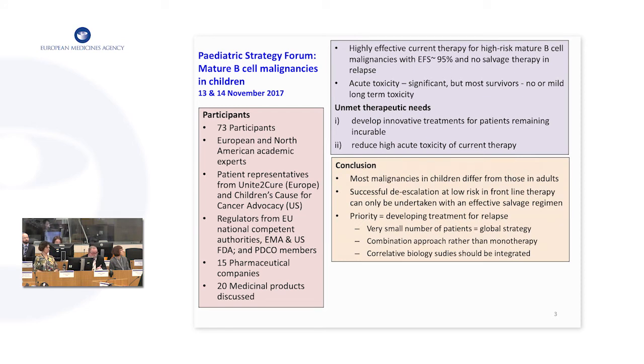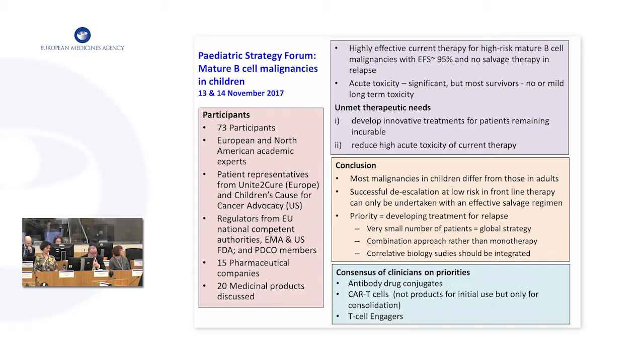The main conclusions were, first, most malignancies in children differ from those in adults. We cannot simply extrapolate. Second, any successful de-escalation needs to be done at low risk in frontline therapy only when we do have an effective salvage therapy. This is the priority: to develop salvage therapy. Considering the very small number of patients, we need a global strategy, considering combination rather than monotherapy, and of course correlating biology to all that we are doing to better understand the rationale, the risk, the priority, and the biomarker.